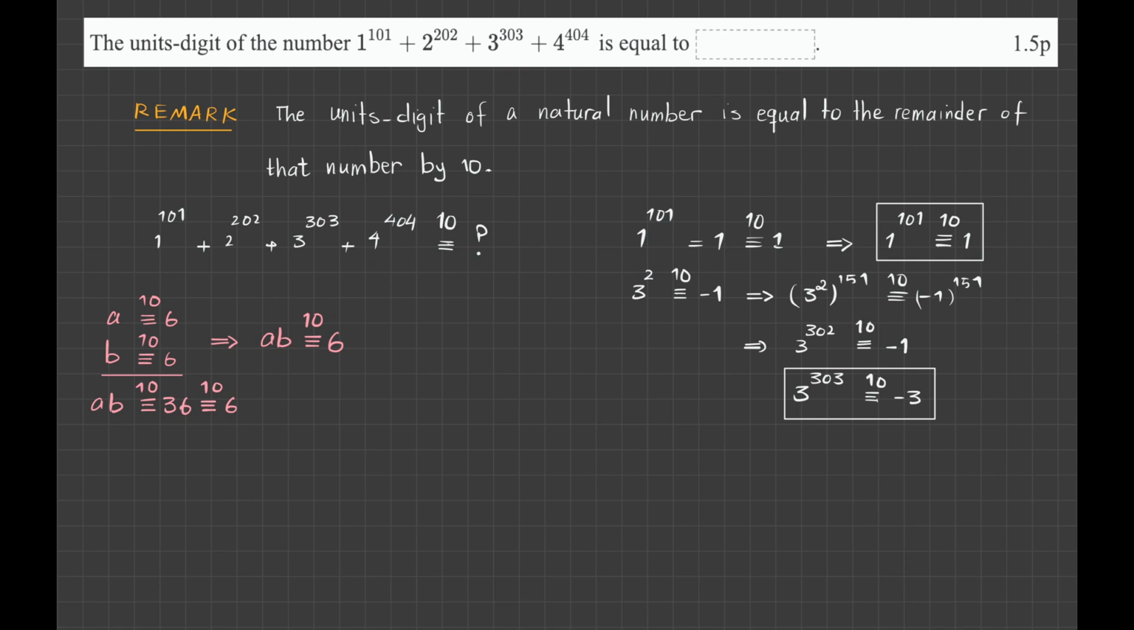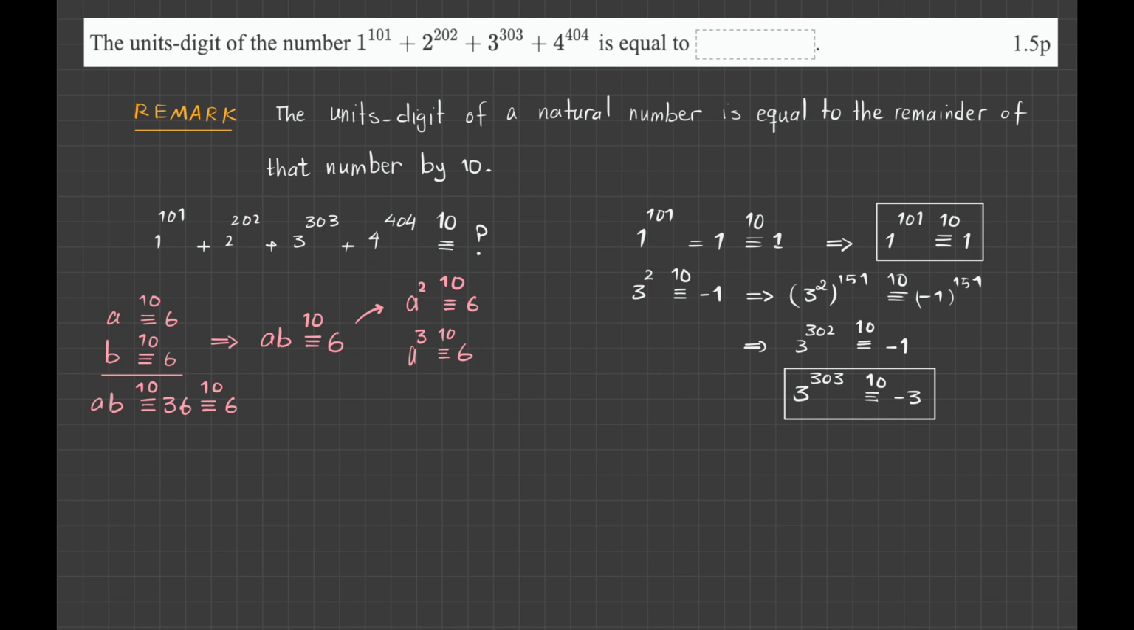So why is this useful? Because I can use the same method. Instead of choosing two different numbers, I can choose b and a to be equal. If a and b are equal, then this can be written as a squared is congruent to 6 modulo 10. Now I take this one with the first one and multiply them side by side again. So what I get is a to the power of 3 is again 6. Yes, because when I multiply them, this becomes 36, but 36 is again 6. So a to the power of 3 is also congruent to 6 modulo 10.